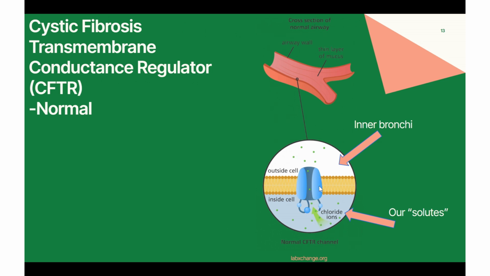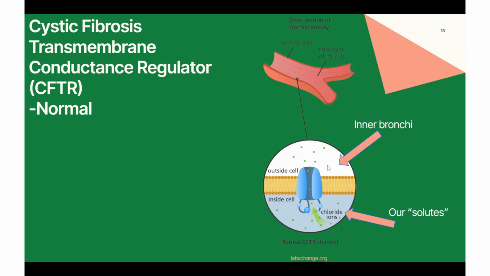Now notice how this happens. This protein right here, this is called your cystic fibrosis transmembrane conductance regulator, or CFTR. This channel, this chloride channel, allows chloride to go across into where the mucus will be so that water will flow over and keep it thin.